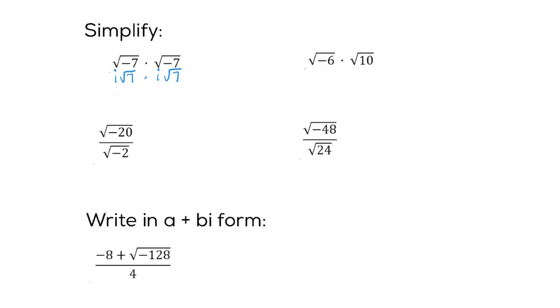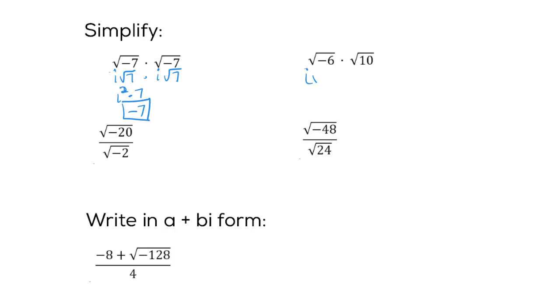That's going to end up getting me an i squared times 7. And i squared is negative 1. That actually gets us a negative 7 when you acknowledge that they were imaginary, versus the 7 that you'd get if you didn't acknowledge it. Let's try this next one.